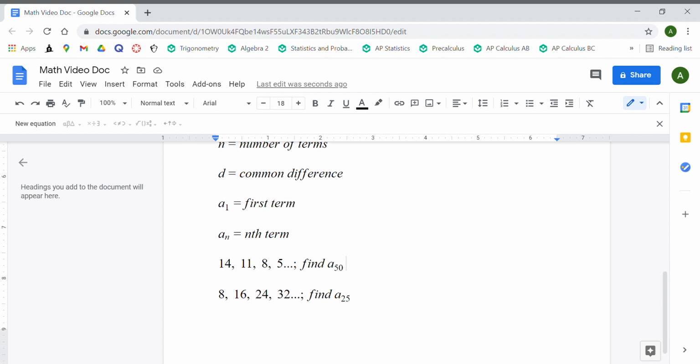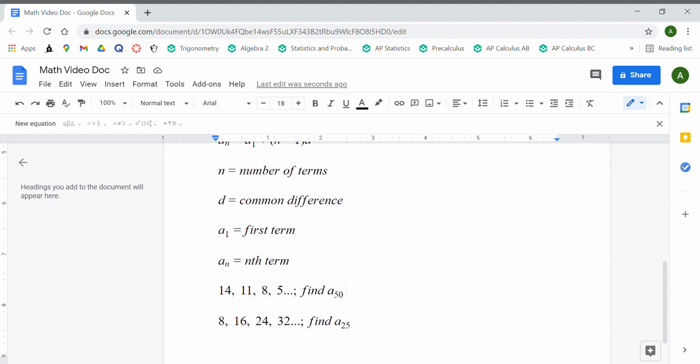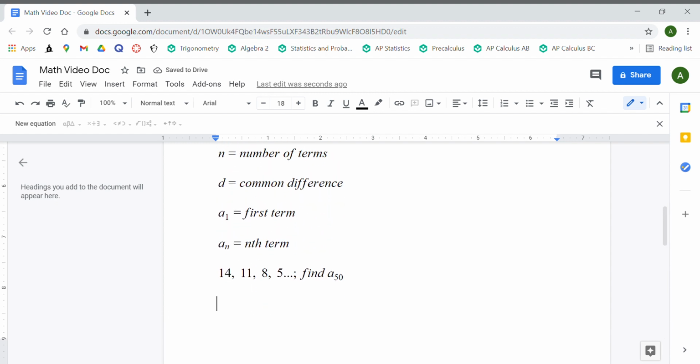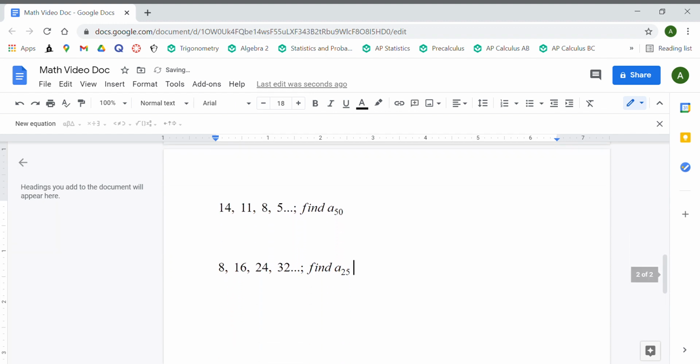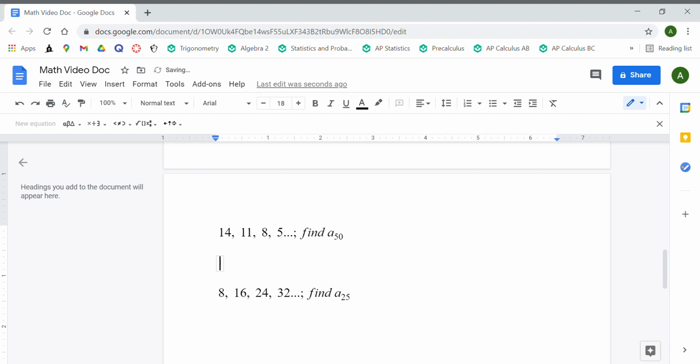Alright, so let's take a look at a couple examples. Let's use this example first. We have 14, 11, 8, and 5. It's an arithmetic sequence, so find a sub 50. Alright, so let's use our formula. We're looking to find a sub 50, so that's going to go in this spot right here.